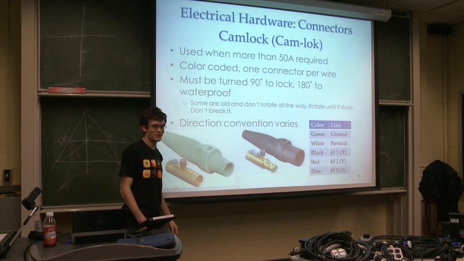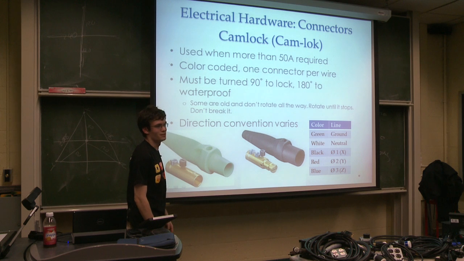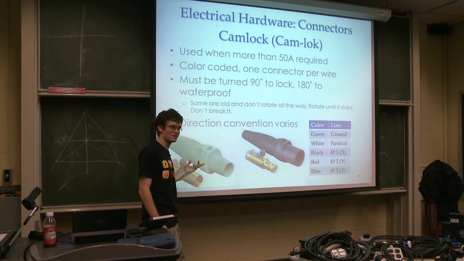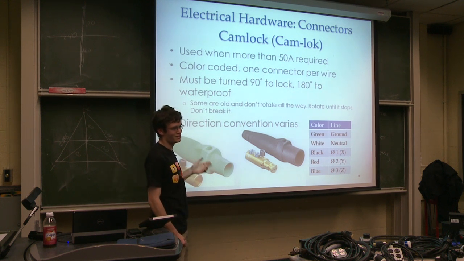Camlock, our big power connector. This is used for when you need more than 50 amps, so basically when you're hooking up to the wall to power your entire rig. They're color-coded with the standard convention of white is neutral, green is ground, and then you have hot, hot, hot of red, black, blue.